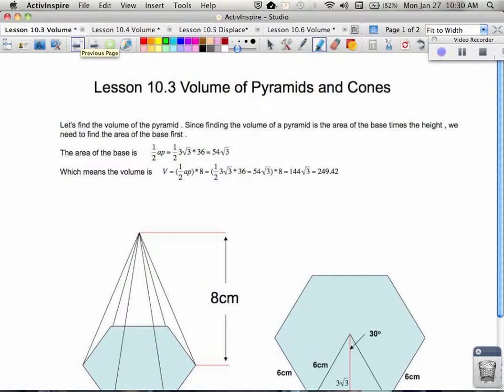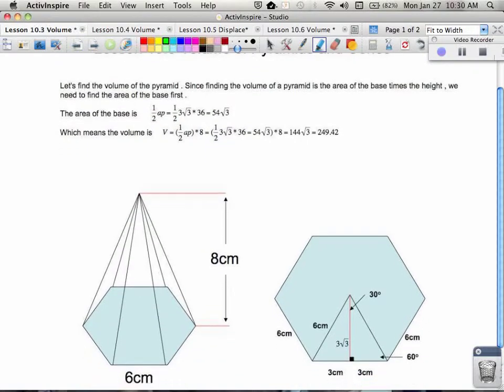So as I look back in my repertoire here, probably the most challenging thing we notice is finding the area of the base in this particular pyramid. The base is a regular polygon, a hexagon, and when you're finding this area, you have to use that special formula, 1/2 the apothem times the perimeter.